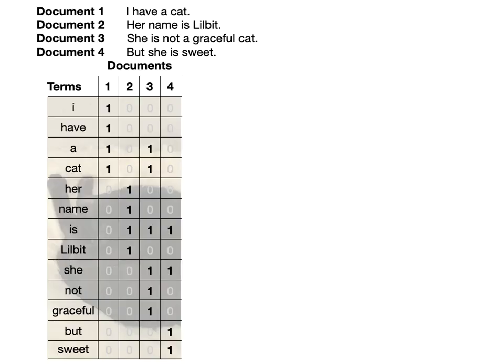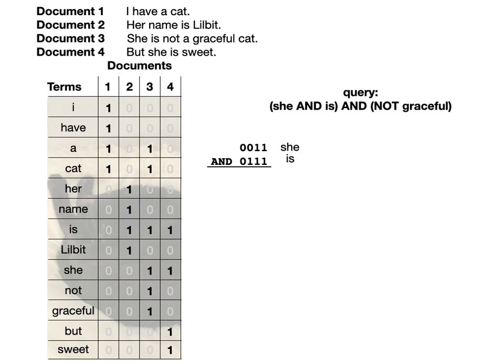This is the query, I want any document that has she and is, as well as they also cannot contain the word graceful, is what this boils down to. So she and is, and not graceful. So she and is, we'll do those first, right? We just do them each one at a time. So she and is, okay, that gives us the string 0011. This is our intermediate result, okay?